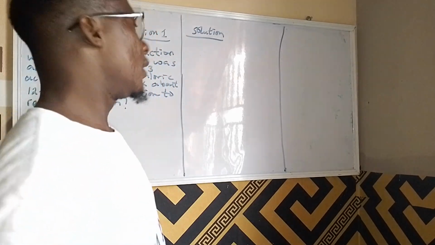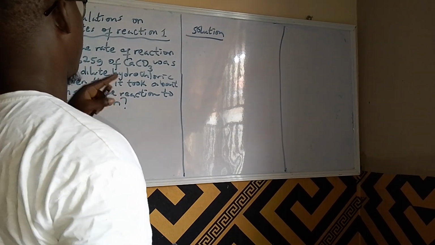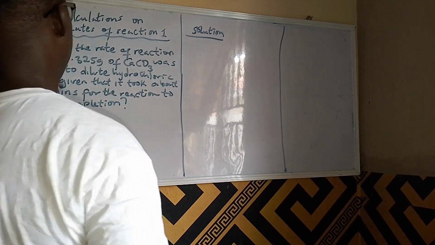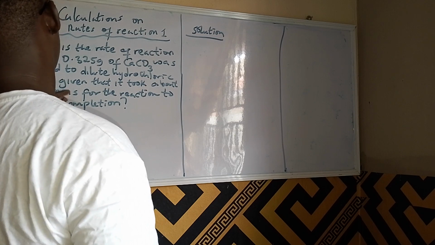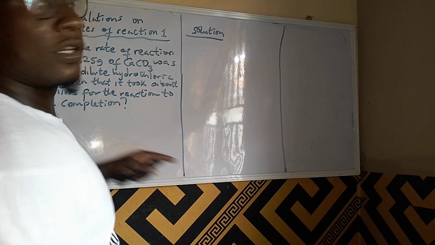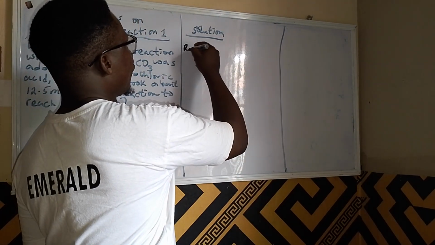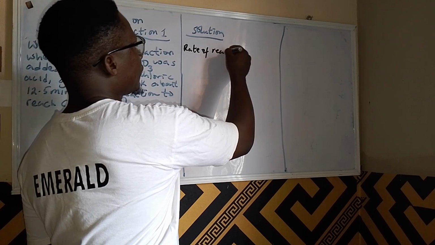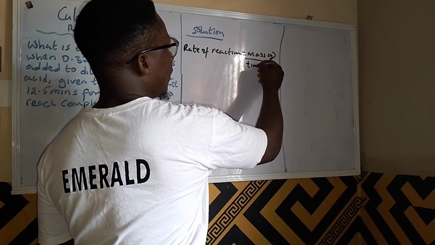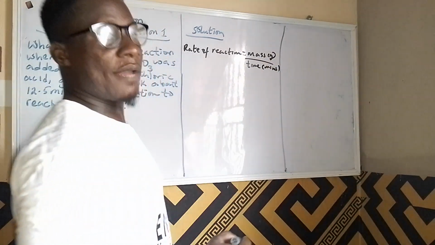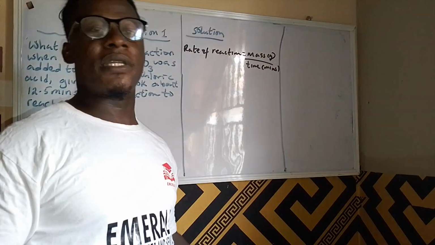So let's look at this first question. The first question says: what is the rate of reaction when 0.325 g of calcium carbonate was added to dilute hydrochloric acid, given that it took about 12.5 minutes for the reaction to reach completion? Quite simple. To solve this question, you just see that your rate of reaction is equal to mass in gram over time in minutes. The mass, in this case, could be the reactant or the product.